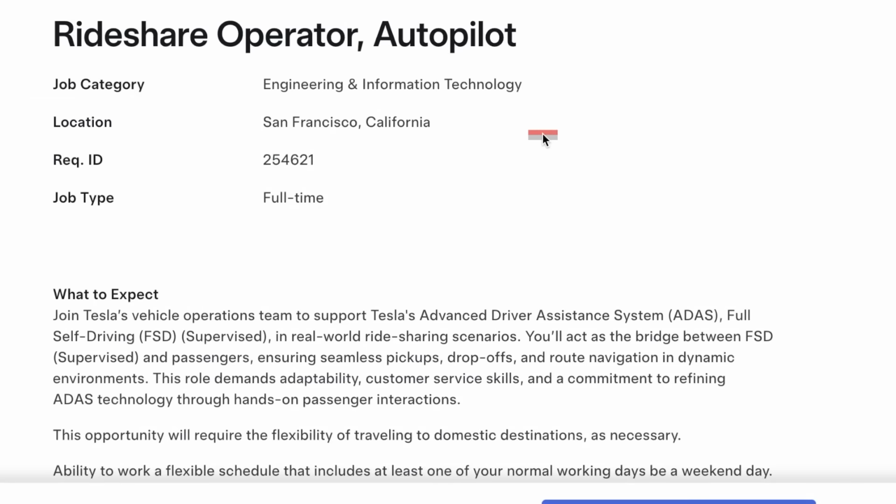Tesla's now hiring for a ride-share operator for Autopilot in San Francisco. This role will support Tesla's ADAS and supervised FSD in real-world ride-sharing scenarios. You'll act as the bridge between FSD, supervised, and passengers, ensuring seamless pickups, drop-offs, and route navigation in dynamic environments. And as we know, if Tesla's going to fulfill Elon's goal of 1,000 vehicles plus in the Bay Area by the end of the year, roles like this will be required to enable that scaling.